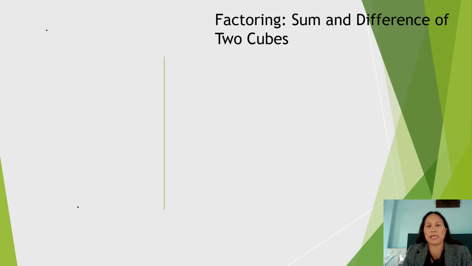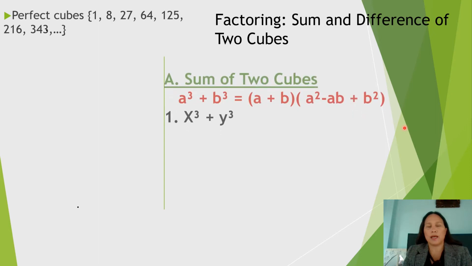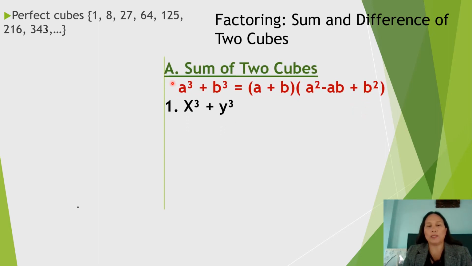Okay, simulan muna natin sa sum of two cubes. Ilalagay ko dito ang mga perfect cubes para mas madali nyo makita ang sagot at mamememorize nyo. Ito yung pattern na isusundin natin kung paano natin i-factor. Ito yung given, a cube plus b cube is equal to, ito naman yung factors. Napansin nyo, ang unang factor natin ay binomial, a plus b, at yung pangalawang factor naman ay trinomial: a squared minus ab plus b squared.